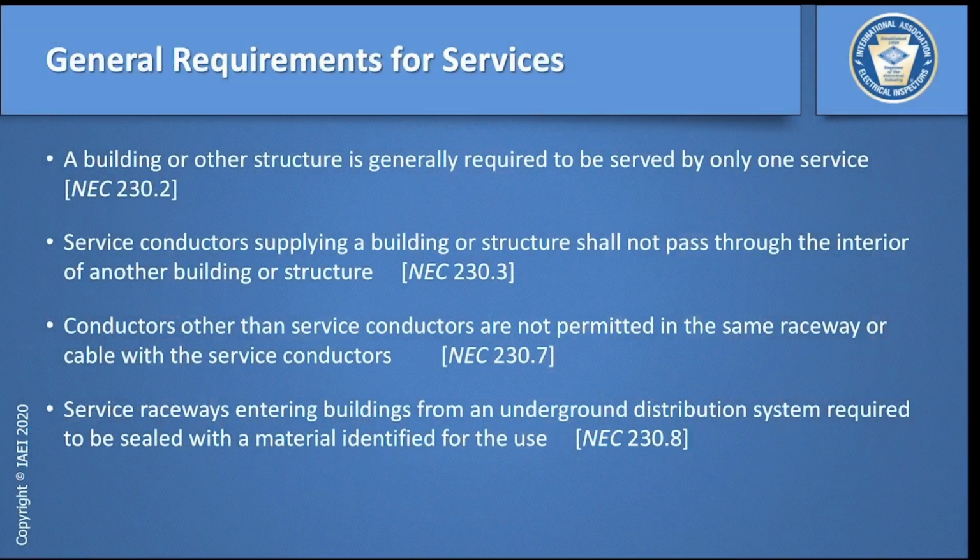All right, so here are some general requirements for services. In 230.2, it says a building or other structure is generally required to be served by only one service. Now, there are special conditions, so keep that in mind. In 230.3, service conductors supplying a building or structure cannot pass through the interior of another building or structure.